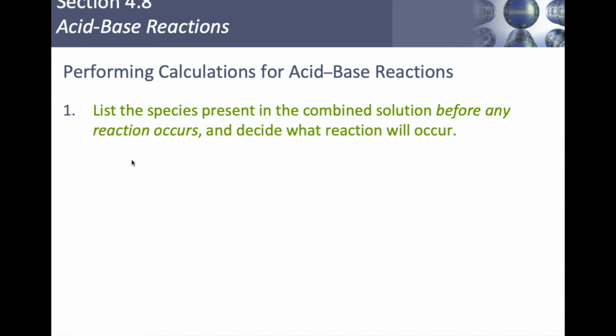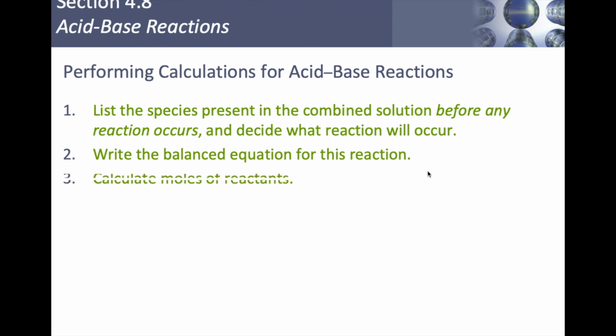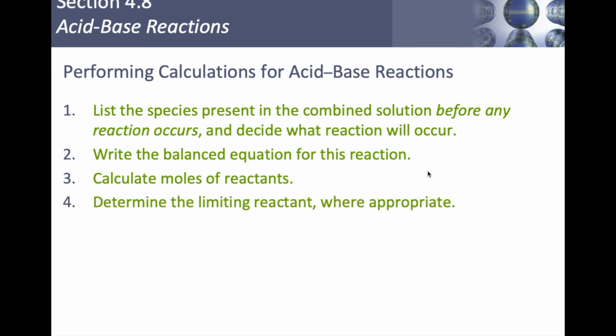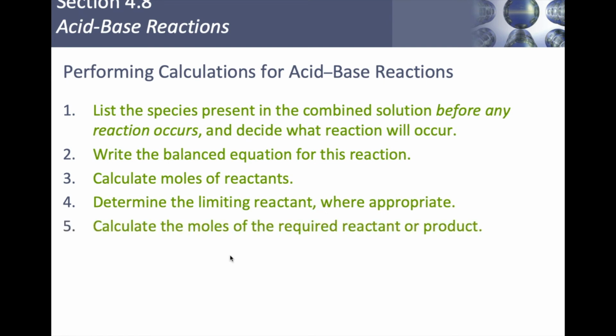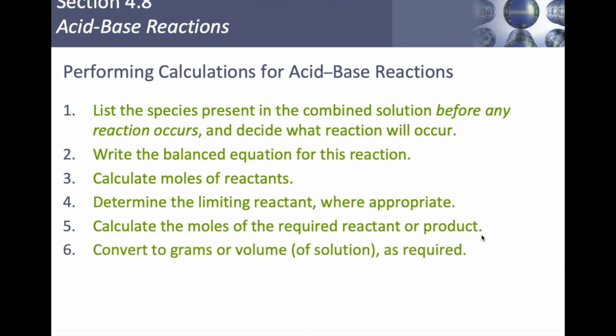So the first thing you want to do is list all of the different chemical species that are present in the combined solution before any reaction occurs, and decide what type of reaction is going to be occurring. Go figure, it's an acid-base reaction because we're talking about acids and bases. Write the balanced equation for the reaction, calculate the moles of the reactants, determine the limiting reactant, which we did in chapter 3, if asked, if appropriate, and then calculate the moles of each of the required reactants or products as the question states. Convert from grams or volume of solution, if you have to, again, as required.